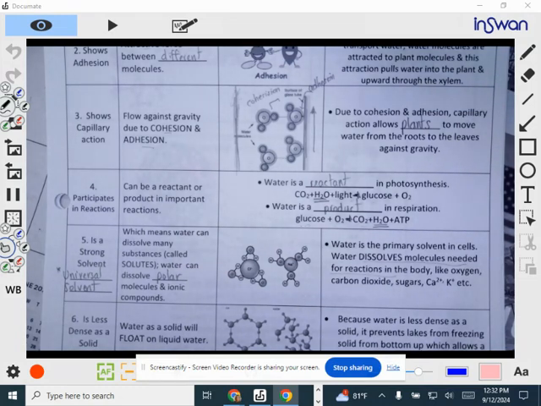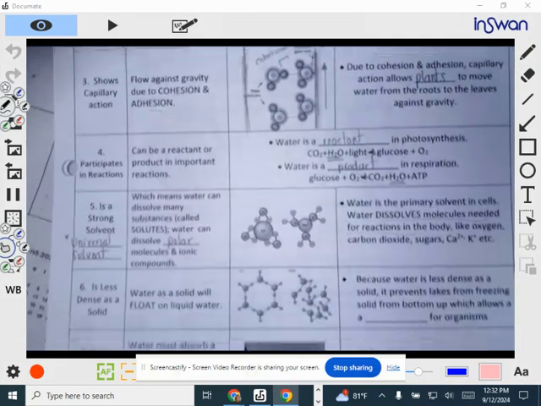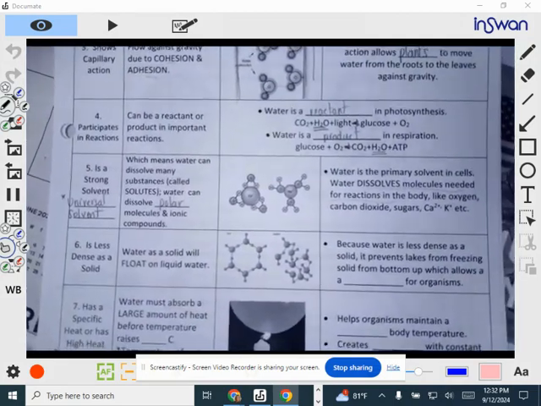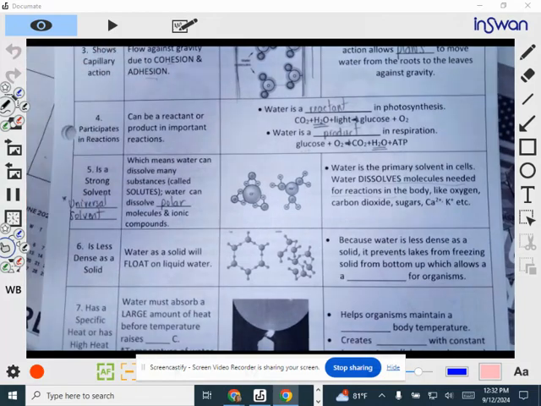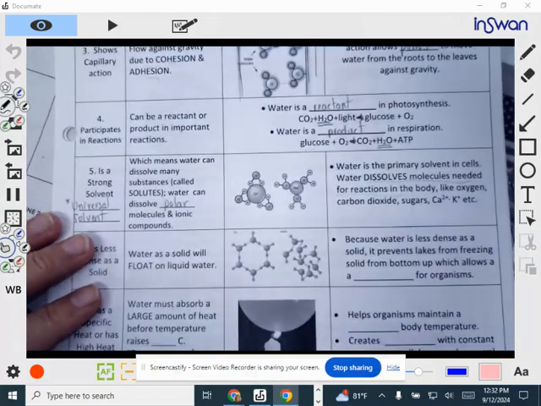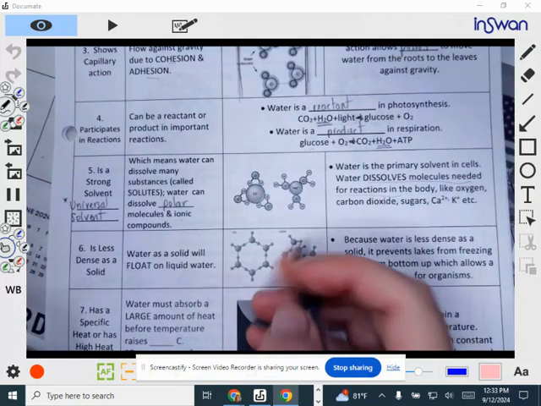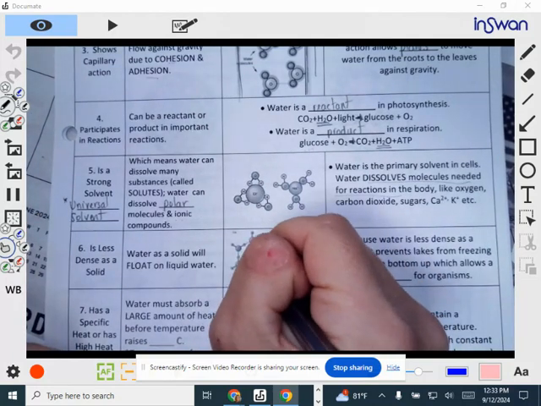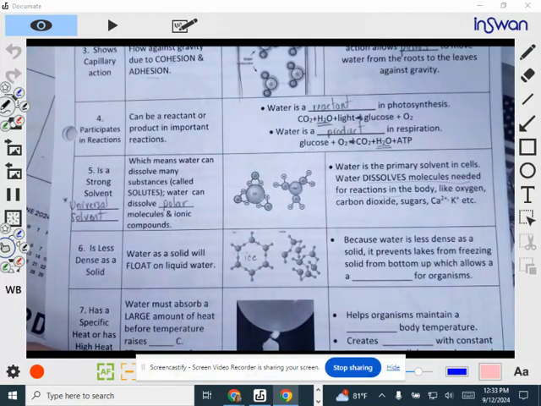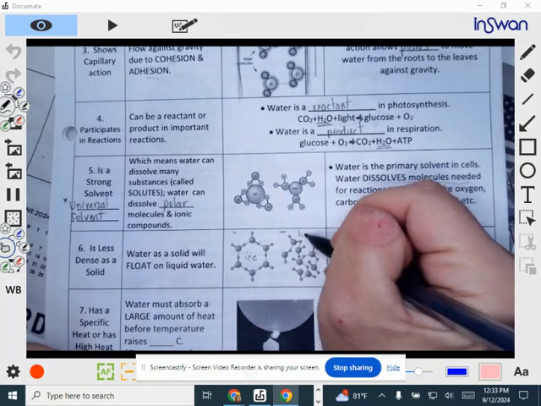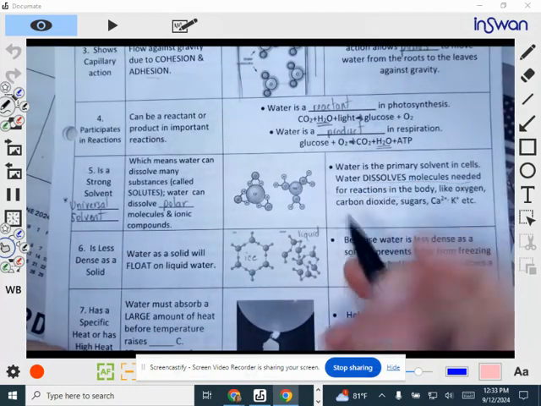Without water dissolving those molecules, they wouldn't be able to come together and react to form different products. Something else that's unique to water: water is the only substance that becomes less dense when it's a solid. Here's water molecules in ice, and you see they're more spread out, versus liquid water, where they're closer together.